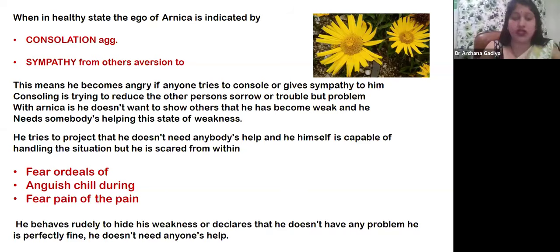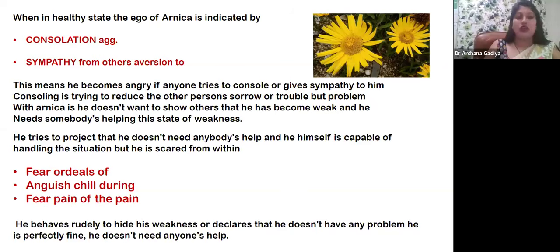But the problem with Arnica is he doesn't want to show others that he has become weak and he needs somebody's help in this state of weakness. He tries to project that he doesn't need anybody's help and he himself is capable of handling the situation, but he is scared of everything. So we have a rubric which shows his fear, that is fear of pain, fear of ordeal, anguish during chill. He behaves rudely to hide his weakness and declares that he doesn't have any problem. He's perfectly fine and he doesn't need anyone's help.